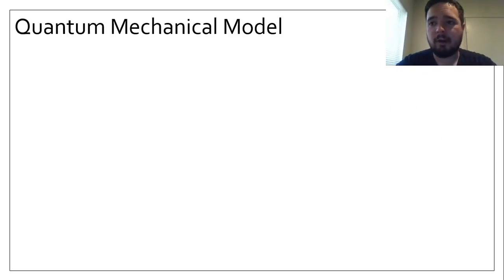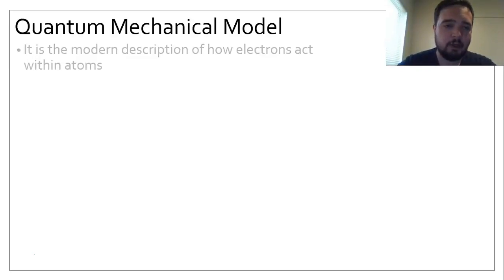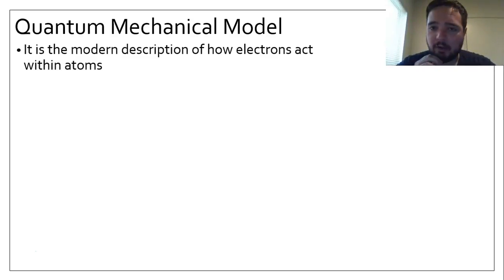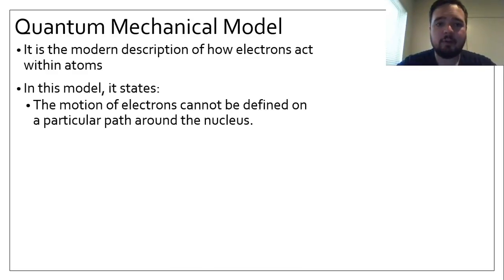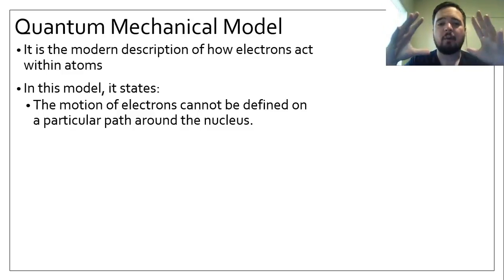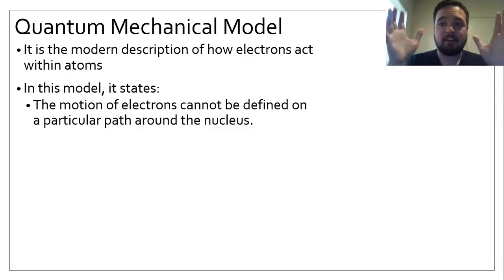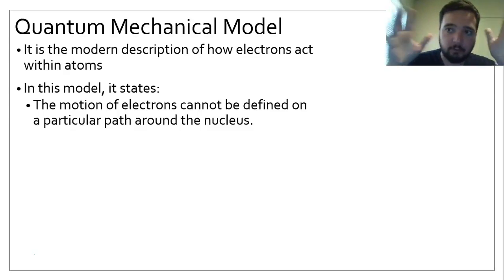So this brings us to the quantum mechanical model, which we'll dive a lot into in the next couple of videos. It's the modern description of how electrons act within atoms. In this model, the motion of electrons cannot be defined on a particular path around the nucleus. So instead of those orbits that were in the Bohr model, the quantum mechanical model says there's just this cloud around the atom, and those electrons can pop up in any place at any time, both in one place or in multiple.